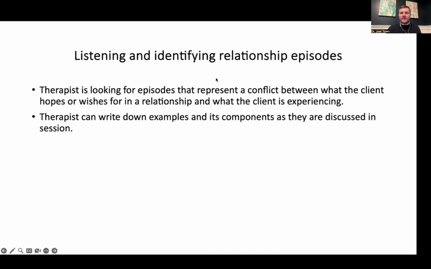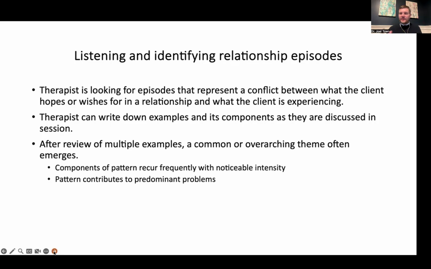So when we're looking to elicit these relationship examples, often some of the key things to have in mind is we're looking for times in which there was conflict between what a client or a person hopes for or wishes for in a relationship, but what they actually experienced. And it's fine to actually write down these examples that you elicit in session if that helps you initially to organize your own thinking and to keep these in mind. And as it gets a little bit more fluent and comfortable for you, it gets easier to hold these in mind, but it's fine to write these down if you need to.